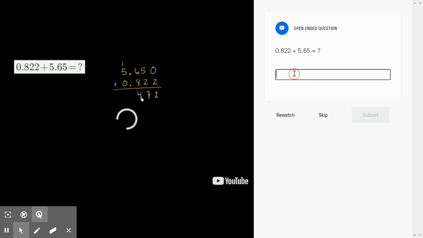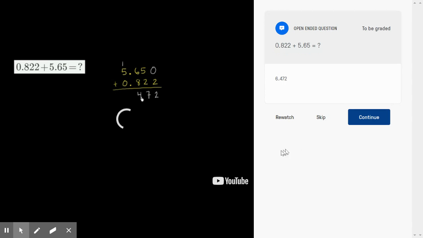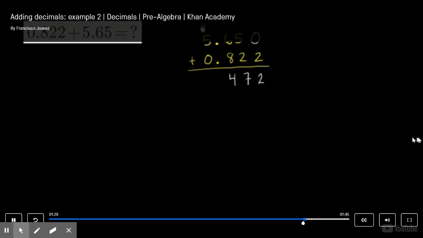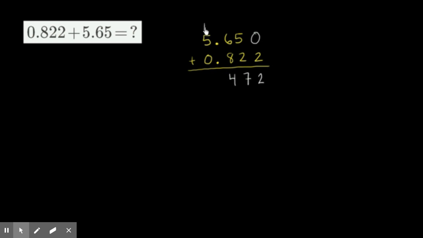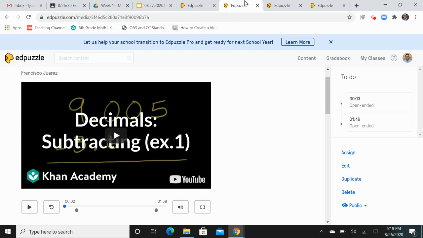All right, so for those of us who typed in the chat 6.472, you all are correct. 4 tenths and a 1 in the ones place. And then you have 1 plus 5 is 6. And of course, you cannot forget the decimal. The decimal goes right there, and this is 6.472. All right, so next we're going to go into our next Khan Academy video real quickly.